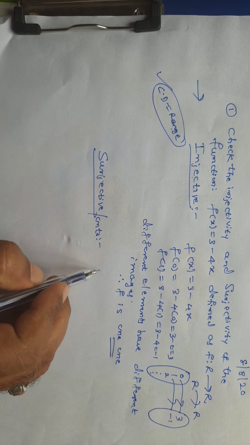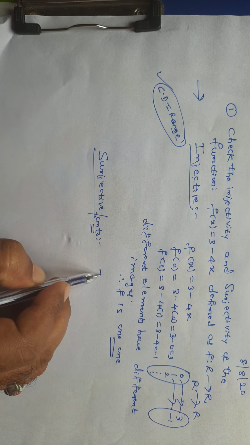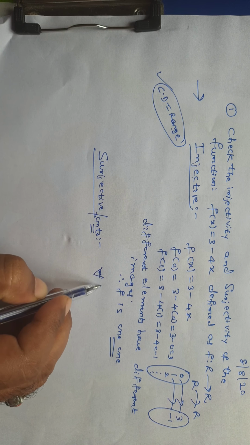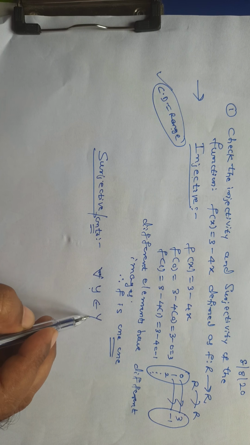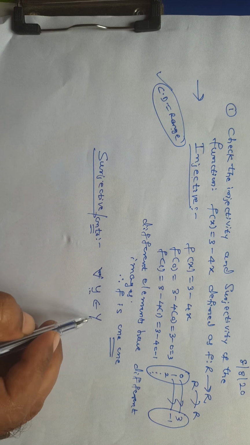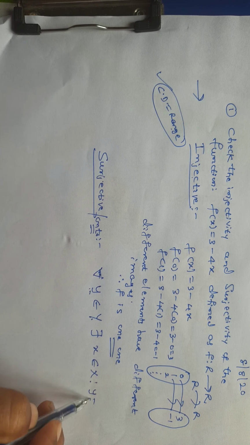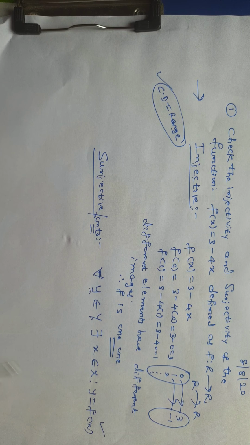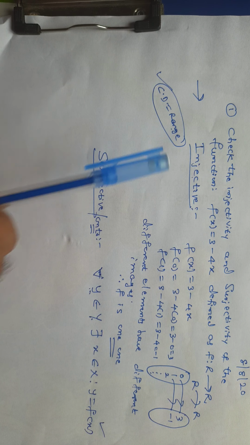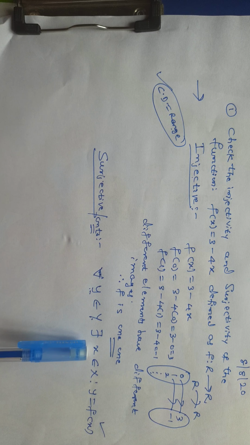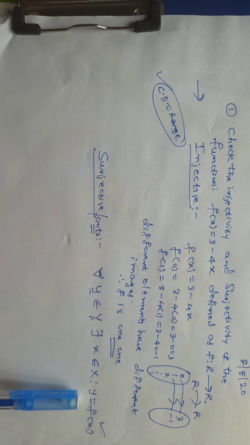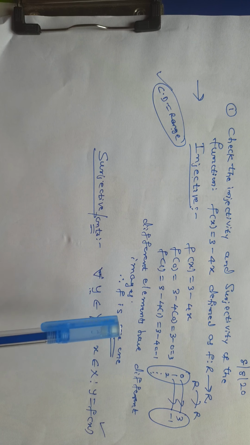So what does the definition say for onto? For all y belonging to Y, that is the second set, for every element belonging to the second set, there exists x belonging to X such that y is equal to f of x. So we have to follow this definition for this problem.